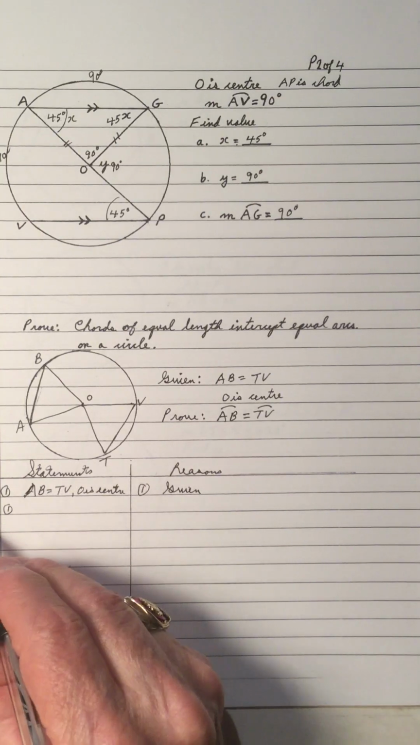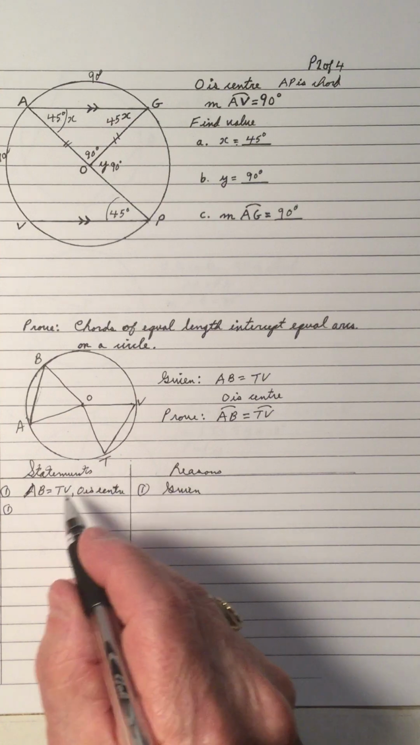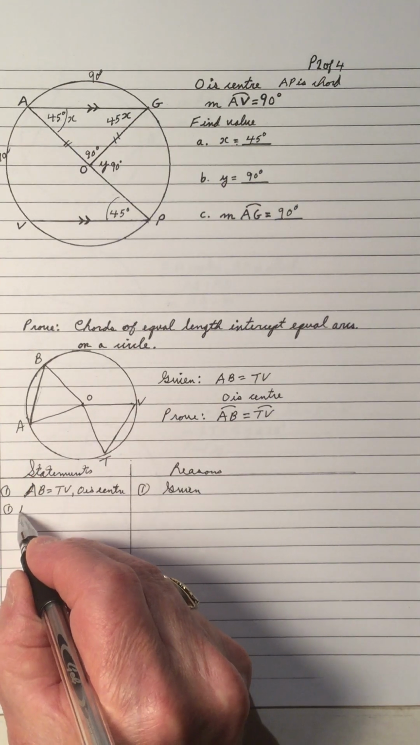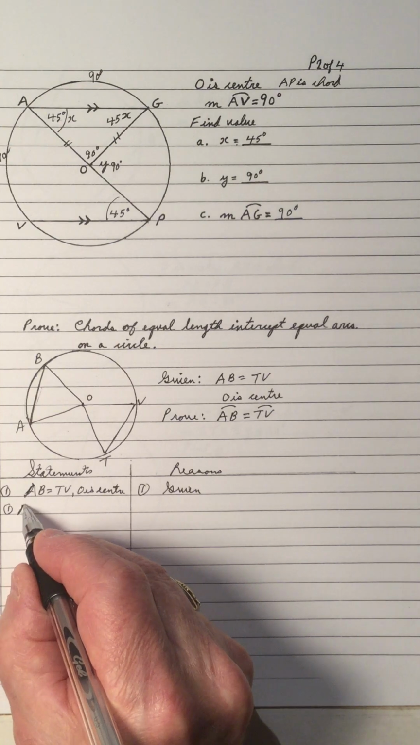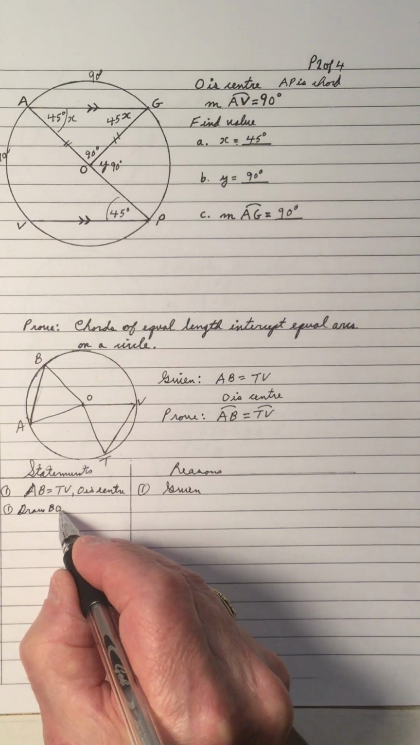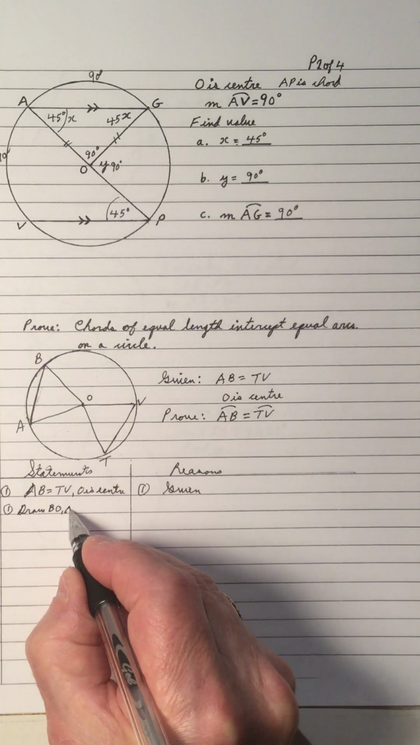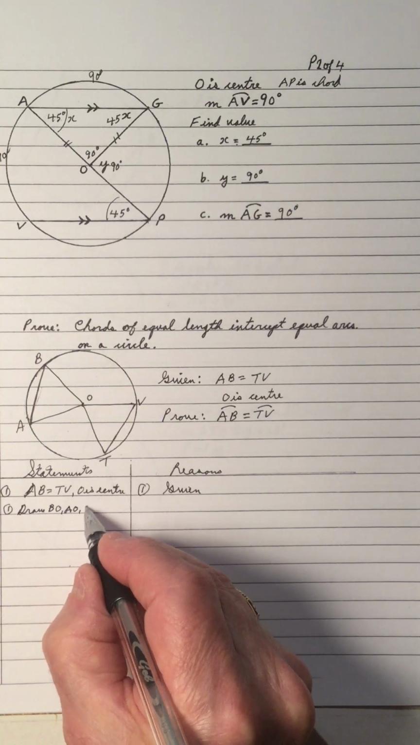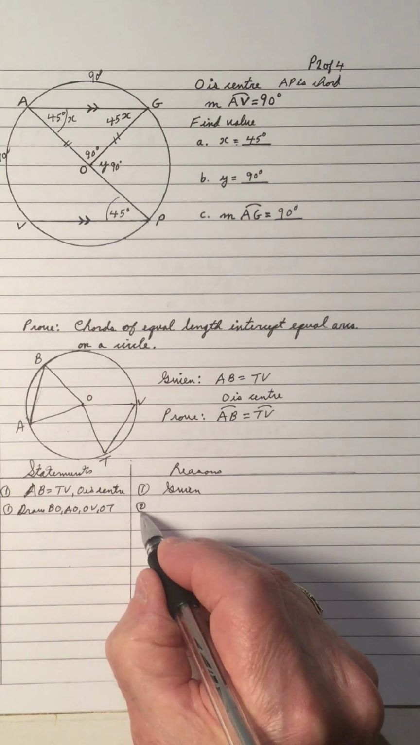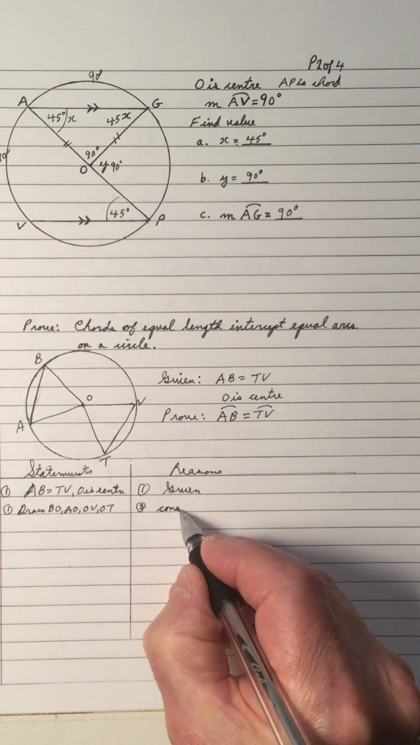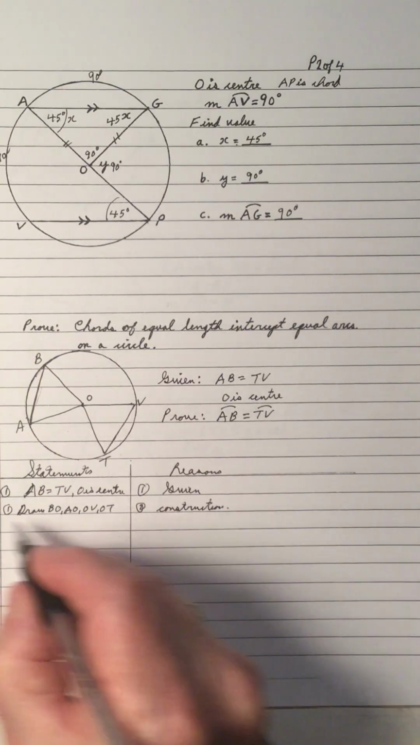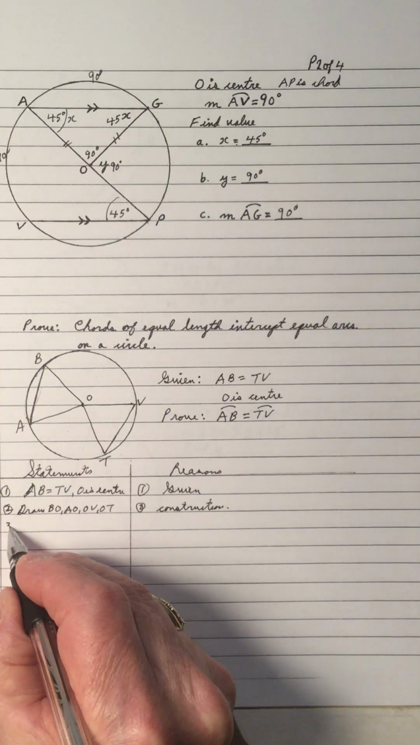Now they're equal. So we have to, officially, I constructed, or I draw BO, AO, OV, and OT. That's called a construction. So I constructed those segments. Let's name that number 2.